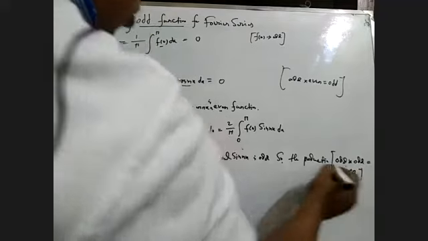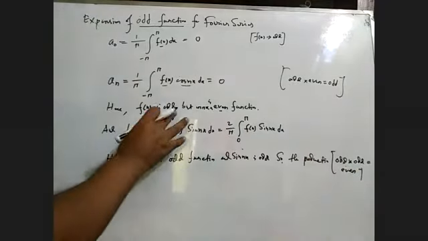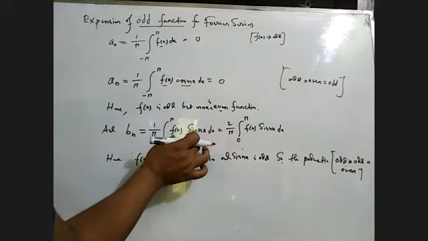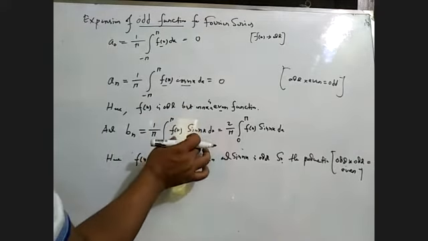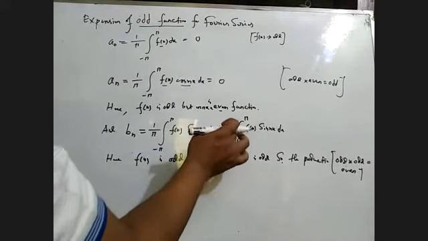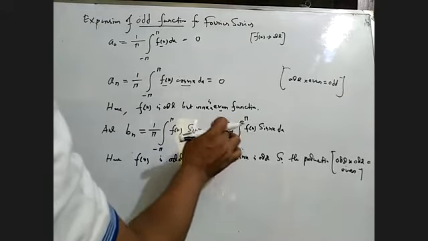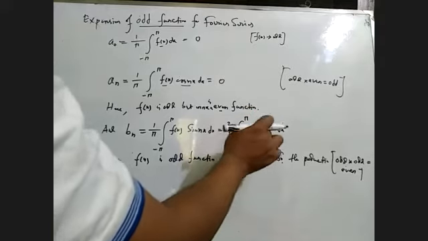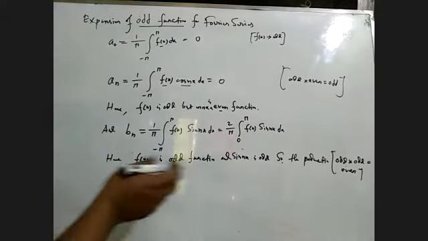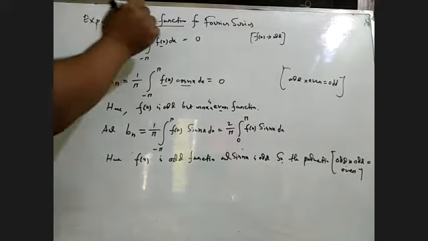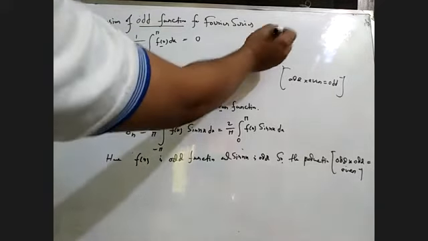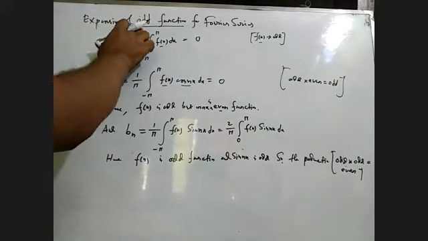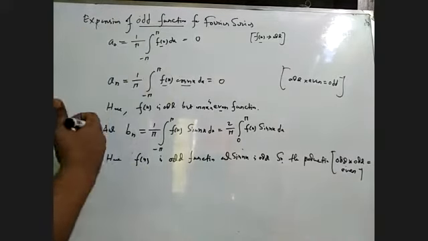But you must know, for an even function, the definite integral will give 2 times the area between 0 to pi of that even function. Okay, so you have to remember, for the expansion of an odd function, that means if f of x is an odd function, we have to apply this formula, and if f of x is an even function, we have to apply the previous one. Remember it.